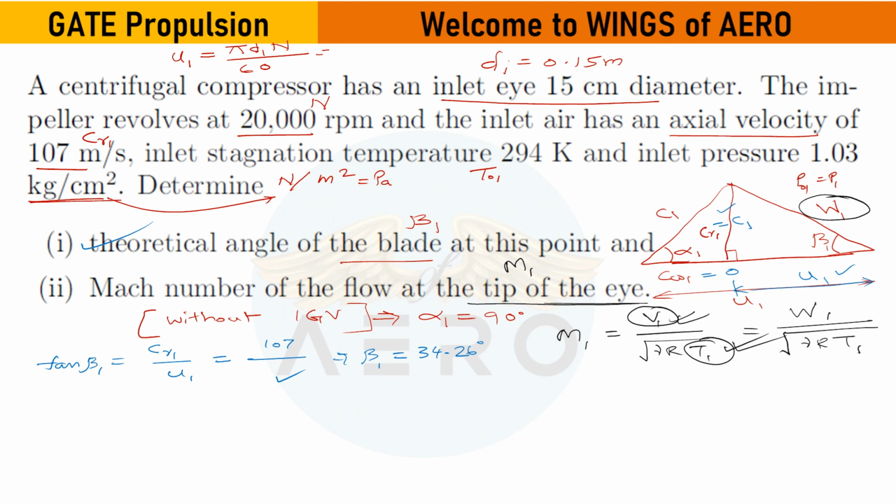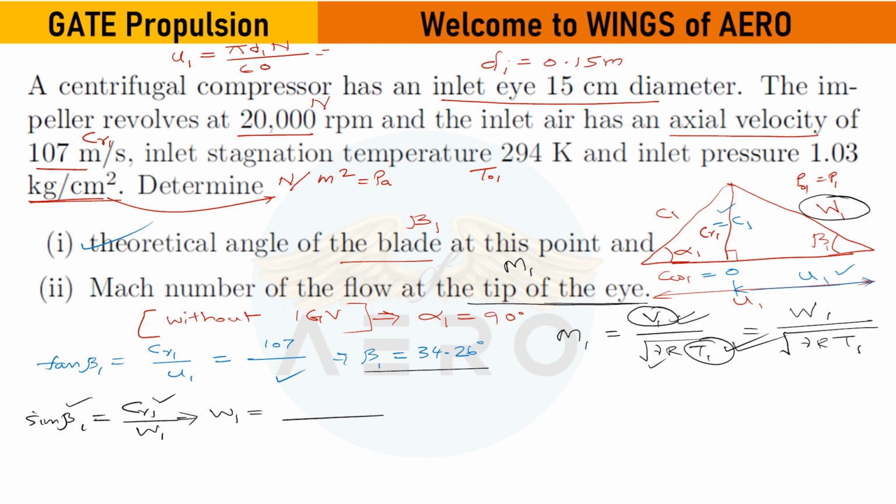So let's take sine beta 1 equals CR1 by W1. CR1 is known, beta 1 is known. From here you can find W1. Now how to find the rest? Gamma is also known, it's 1.4, R is 287, and T1.